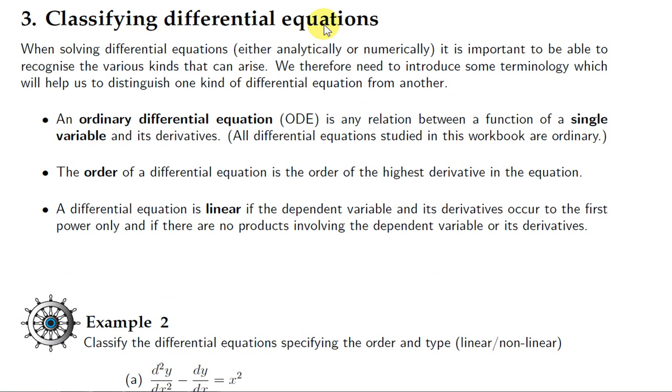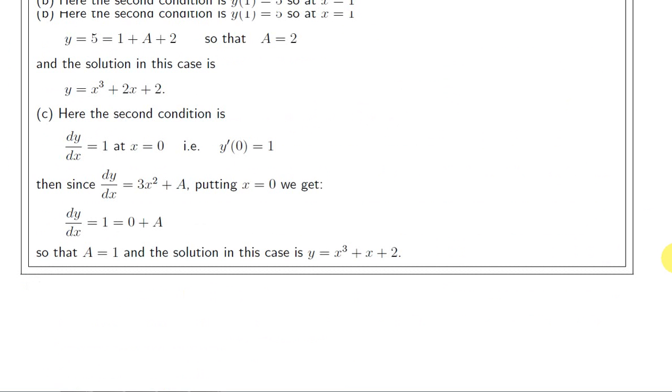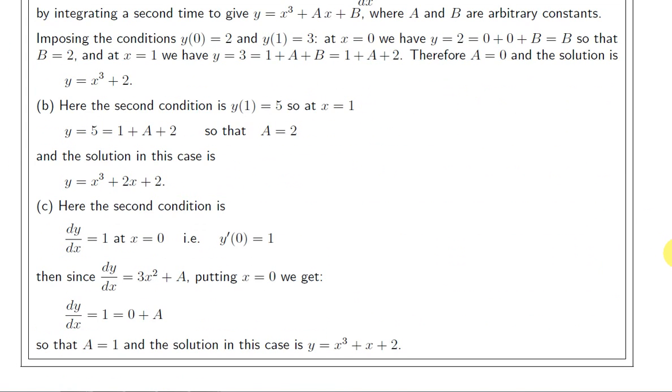Finally, let's look at the classification of differential equations. An ordinary differential equation, abbreviated ODE, is any relation between a function of a single variable and its derivatives. So in the examples that we just did, we saw that y is a function of the single variable x. So in all these examples, y is just a function of one variable, x.